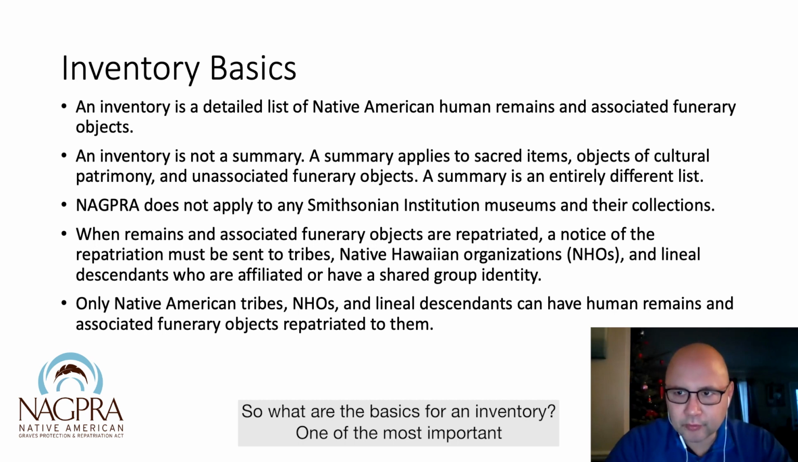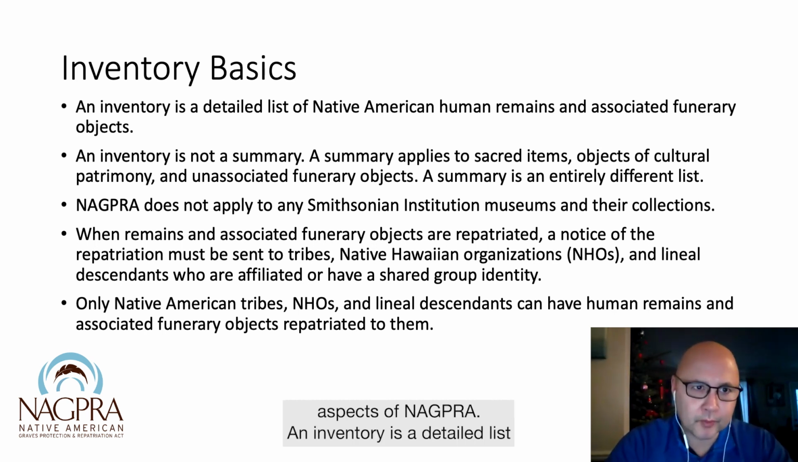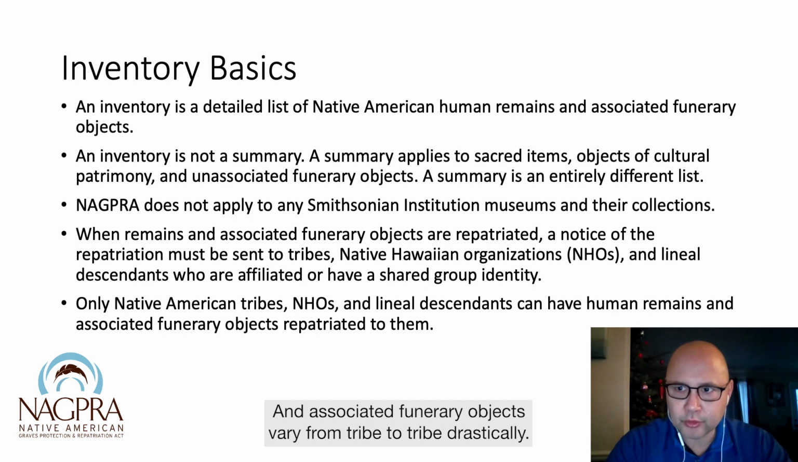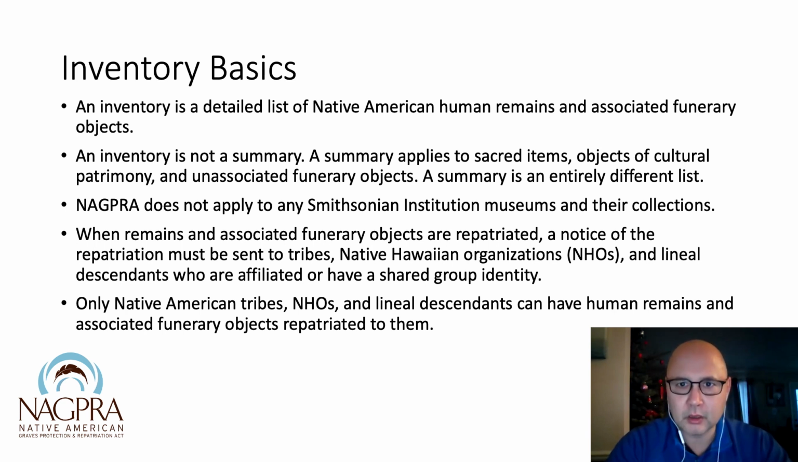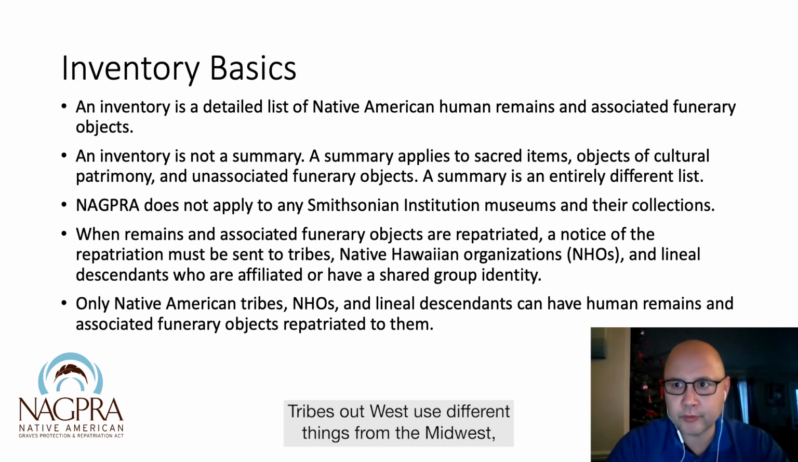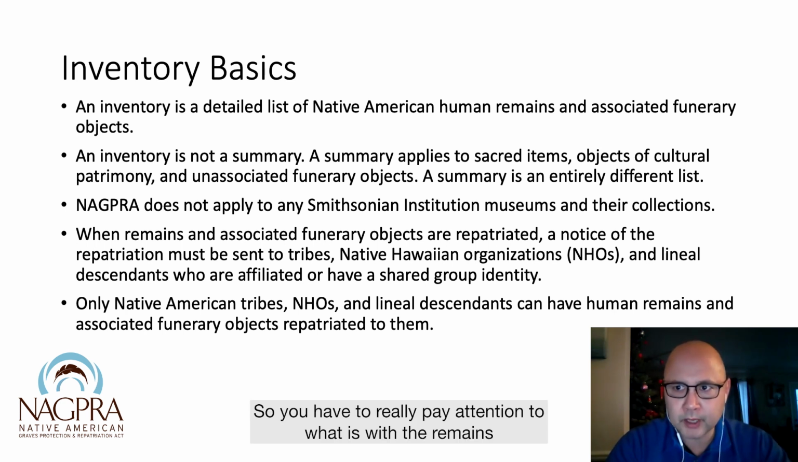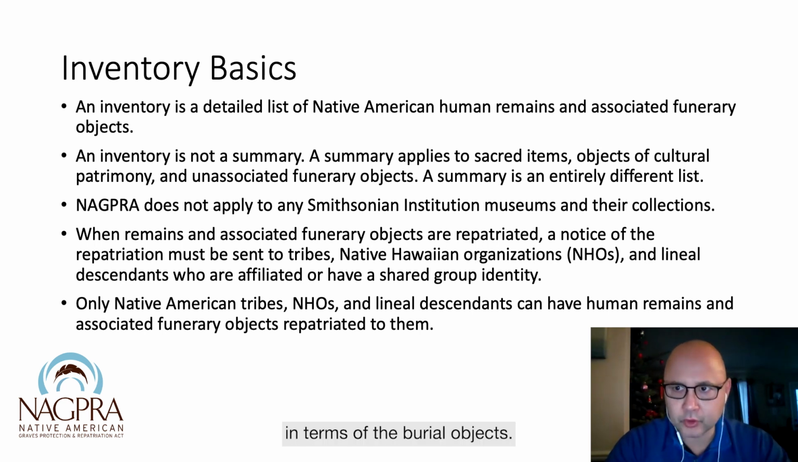So what are the basics for an inventory? One of the most important aspects of NAGPRA. An inventory is a detailed list of Native American human remains and associated funerary objects. And associated funerary objects vary from tribe to tribe drastically. Tribes out west use different things from the Midwest and from out east and Alaska and Hawaii and so on and so forth. So you have to really pay attention to what is with the remains in terms of the burial objects.